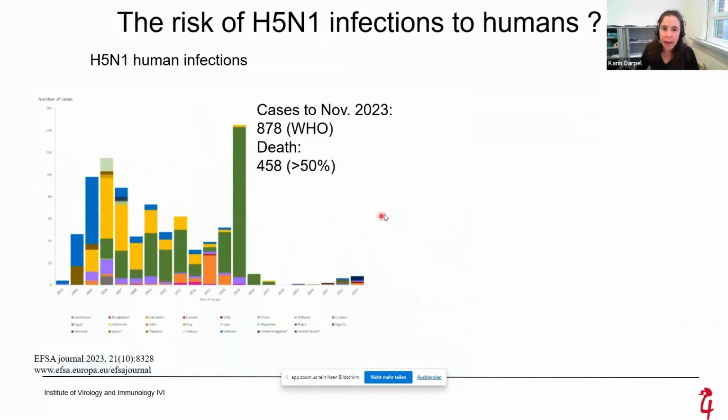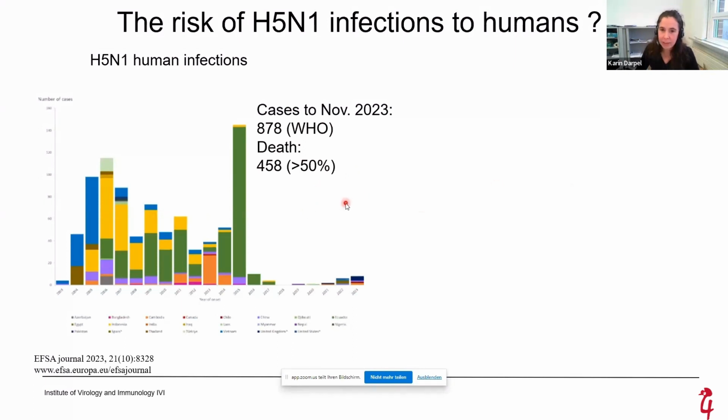And of course, there have also been reports of H5N1 infections in humans. The WHO monitors human cases, for example, here from 2003 to 2023, and so far 887 cases of H5N1 human infection have been reported, including 485 deaths, which would be 50%. This obviously is incredibly severe and incredibly high.